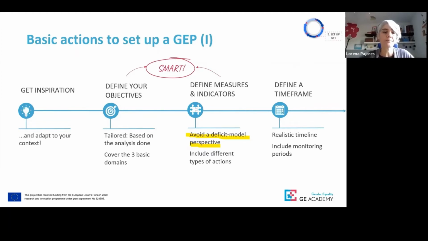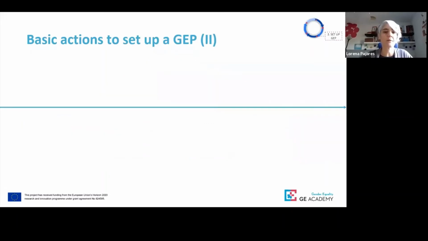So we need to define a realistic timeline for our gender equality plan. First, we need to set out the overall duration of the plan, of course, if it's going to be 3 years, 4 years, or whatever, depending on the resources and so on. And then we need to define a realistic timeline for its implementation, depending on the measures that we plan. And do not forget to include and to establish specific monitoring periods to report on the progress of our gender equality plan, the progress achieved, okay?